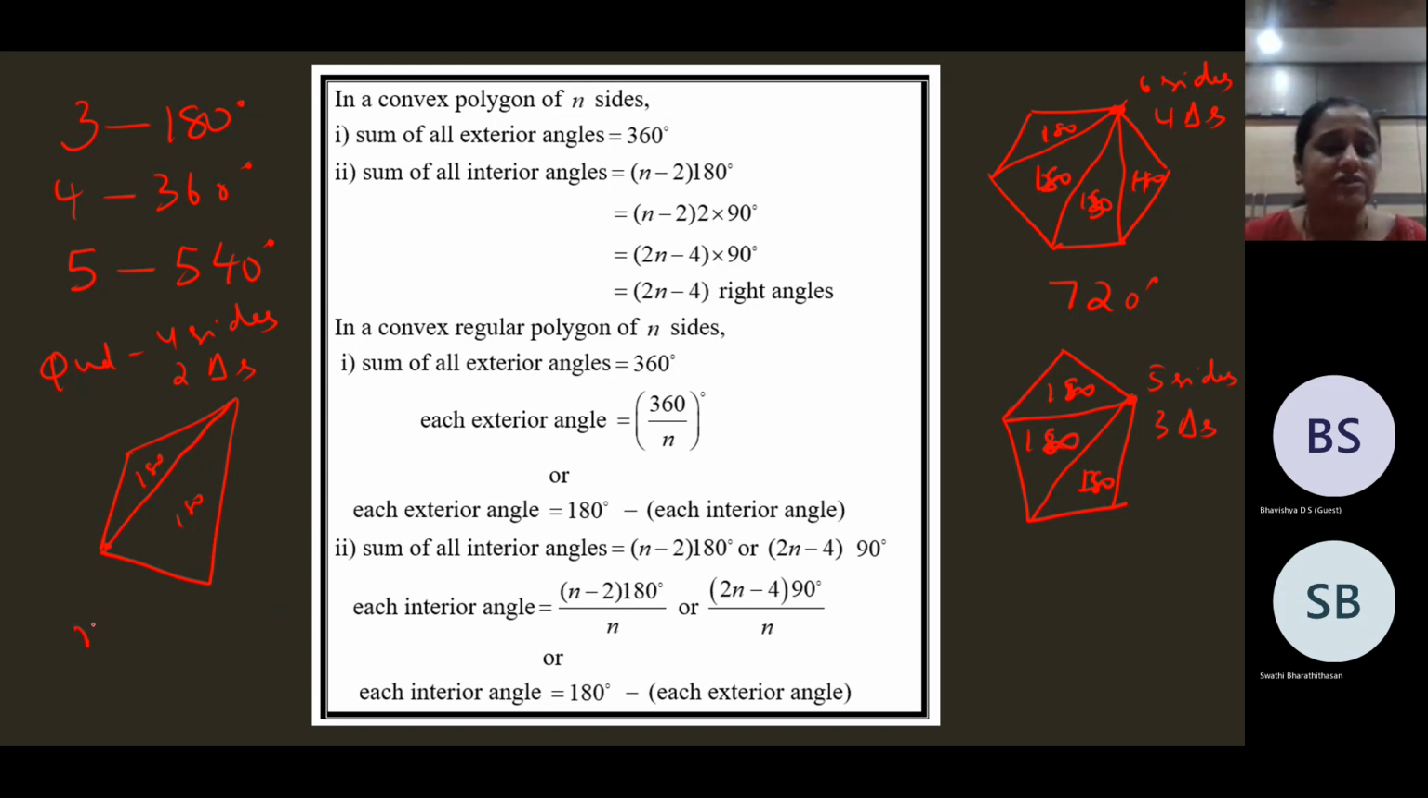See here, if n is 4, that is the number of sides is 4, then the number of triangles is 4 minus 2, 2. If n is 5, the number of sides is 5, then the number of triangles formed is 5 minus 2, 3 triangles. If n is 6, that is the number of sides is 6, the number of triangles formed is 6 minus 2, 4 triangles.